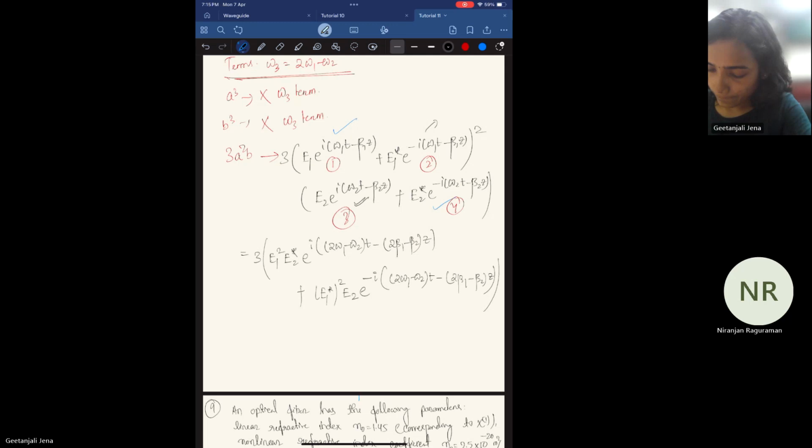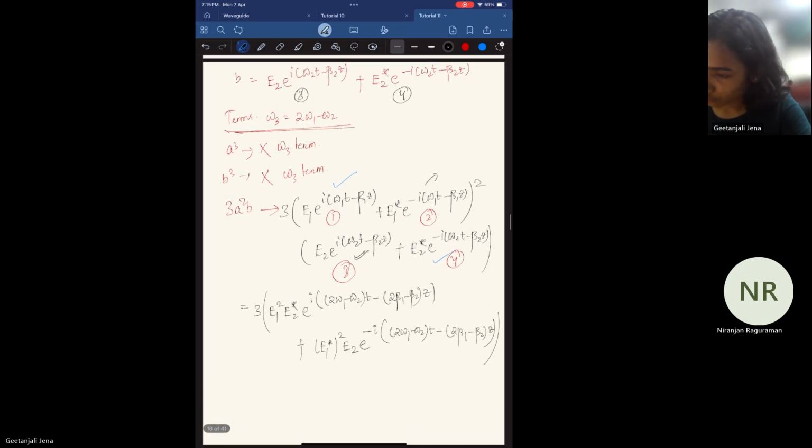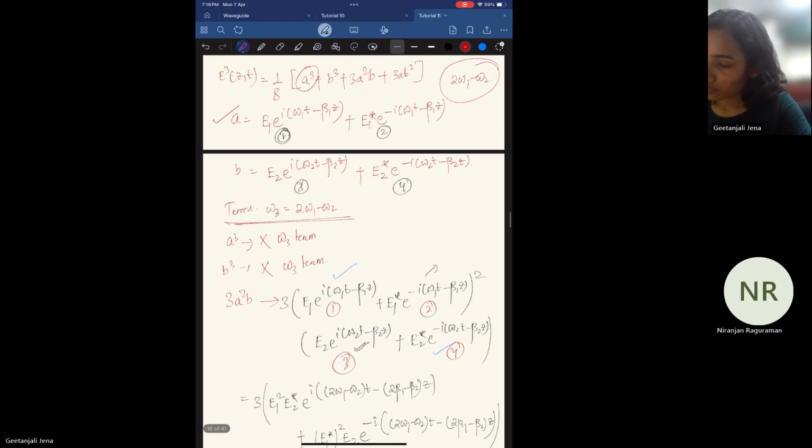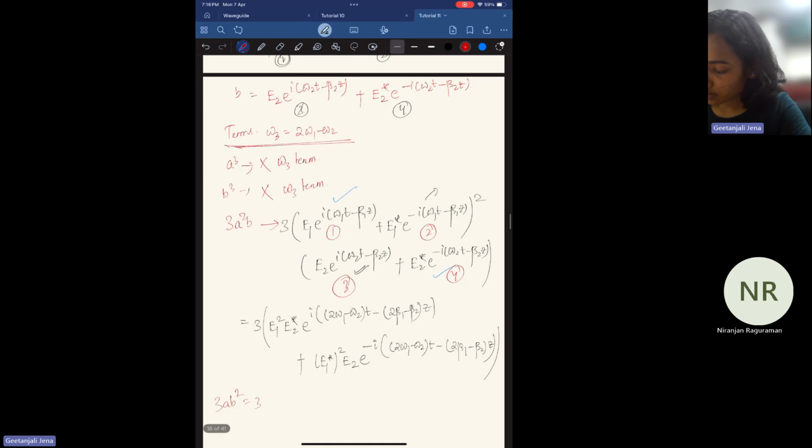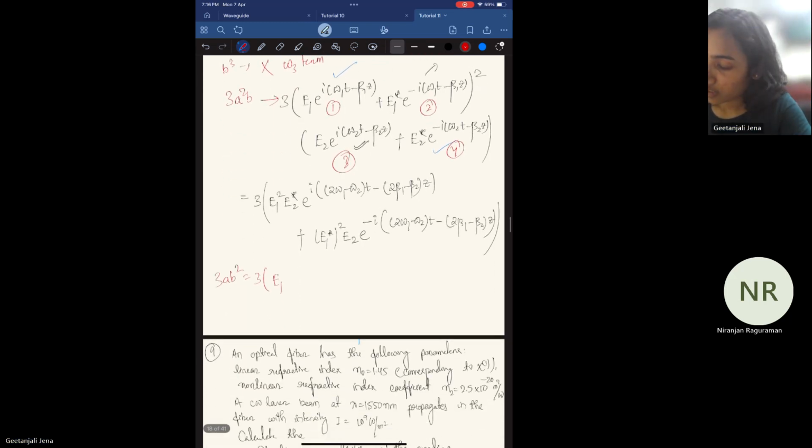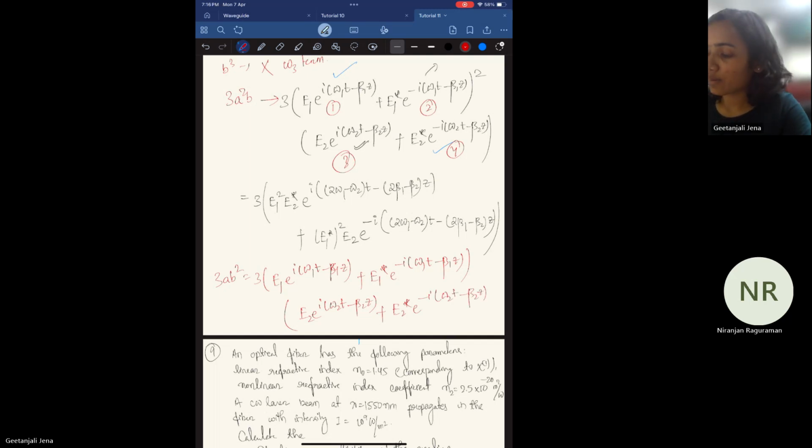For 3ab square, so we have 3ab square. That means this is 3 multiplied with e1 e to power I (omega 1 t minus beta 1 z) plus e1 star e to power minus I beta 1 z, multiplied by the square of (omega 2 t minus beta 2 z) plus e2 star square.